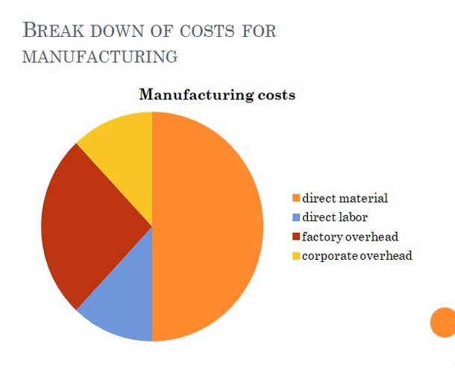So if I look at the breakdown of costs for manufacturing, you will see that mostly half of the cost is related to direct material. Then we have another portion for the direct labor. You can see it here in the blue. And in red, this is the cost related to factory overhead, which is a little bit larger than the corporate overhead.